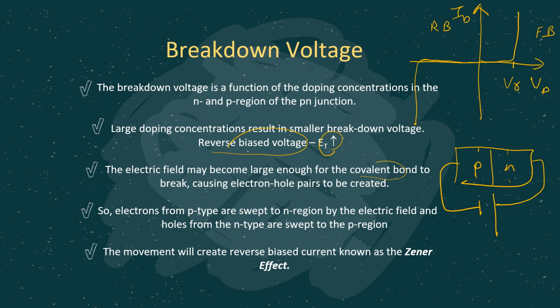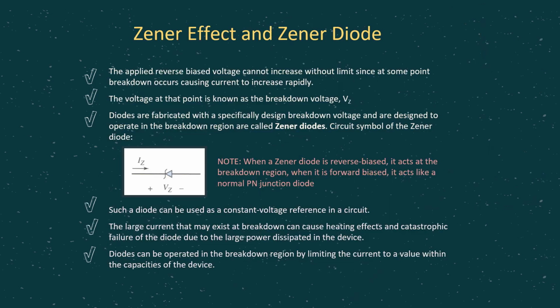Once the covalent bond is broken, it will cause electron hole pairs to be created. So obviously, once there are free electrons and holes, there will be current. This movement because of the reverse bias current is called the Zener effect, and it occurs at breakdown voltage. So we have a very special diode to tolerate the breakdown voltage, which is called the Zener diode.